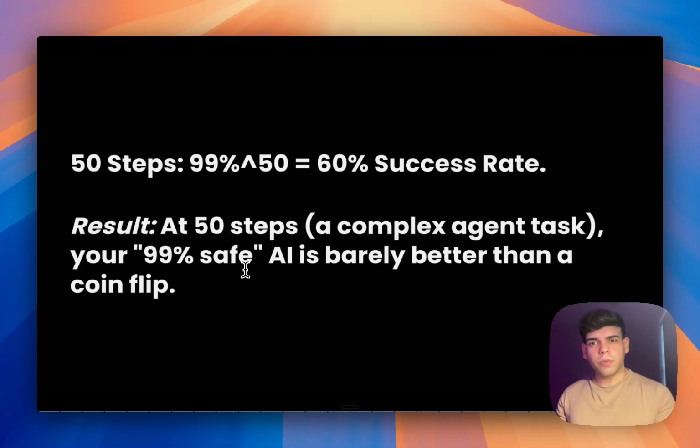99% accuracy rate to the power of 50 steps. Each step, 99% probable it will succeed. We have 50 steps. That actually gives us a 60% success rate. So at 50 steps, a complex task, your 99% safety is actually a coin flip. You're basically just flipping a coin on whether something will go wrong. And if you do it enough times, it eventually will.